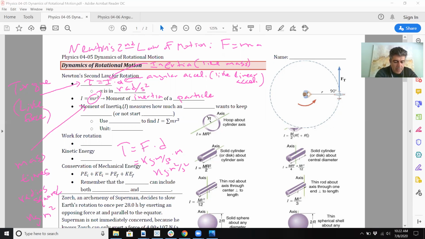The moment of inertia measures how much an object wants to keep rotating or not rotating, so like to resist rotating. We tend to use calculus, which obviously we're not going to do in this class, to find this right here. Unit is kilogram times meter squared, which I just showed right here. Let me erase some of this stuff because it's a little distracting.